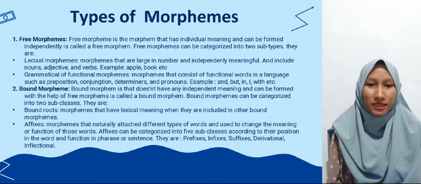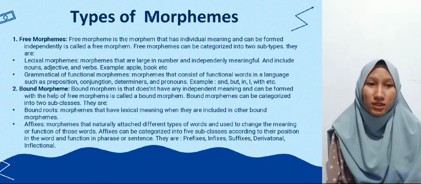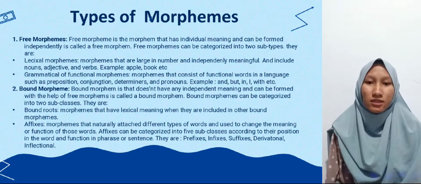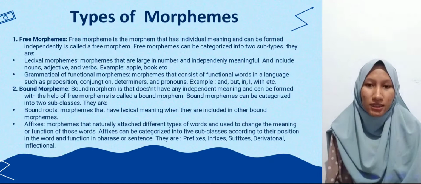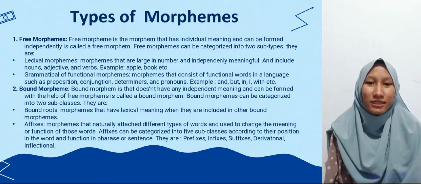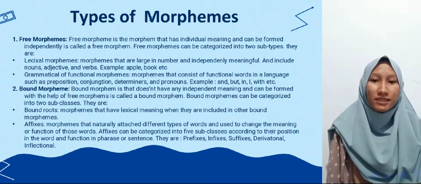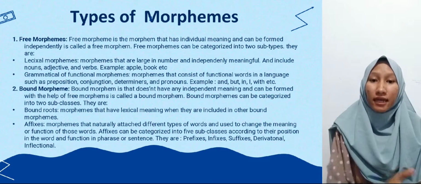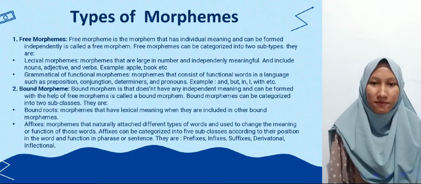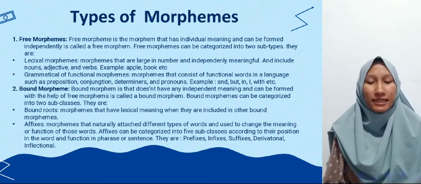The next is grammatical or functional morphemes. This morpheme consists of functional words in a language such as prepositions, conjunctions, pronouns, and etc. For example, I, you, and, but, on, and etc. So the next is bound morphemes. This morpheme doesn't have any independent meaning and it can be formed with the help of a free morpheme. There are two types of this morpheme. The first is bound roots and the second is affix.